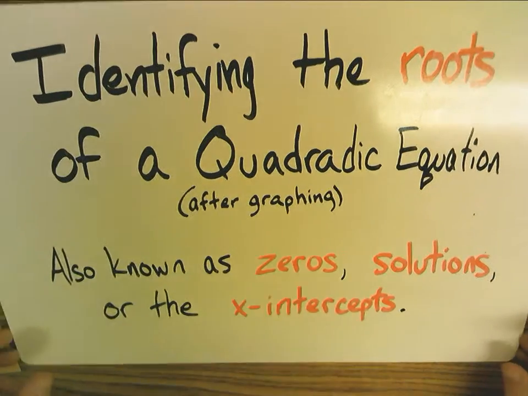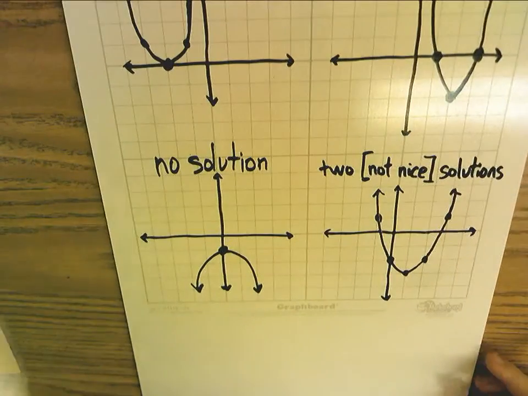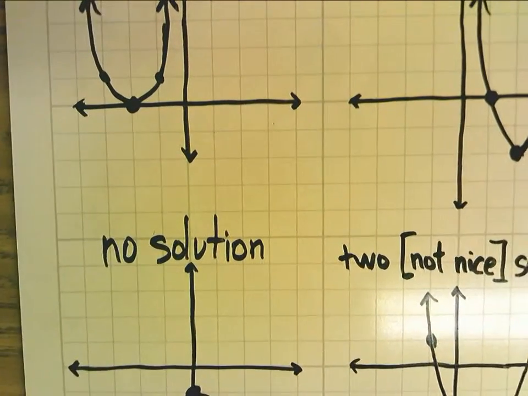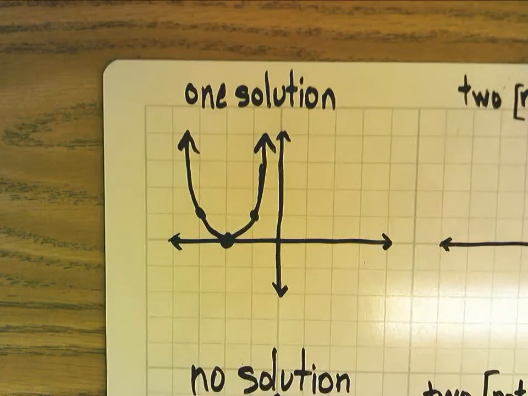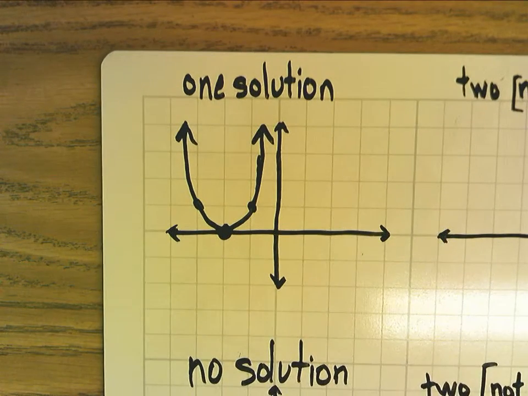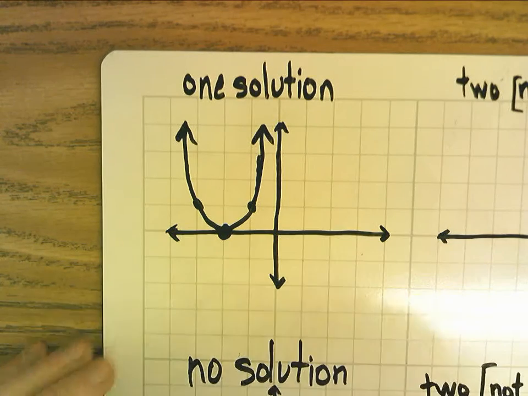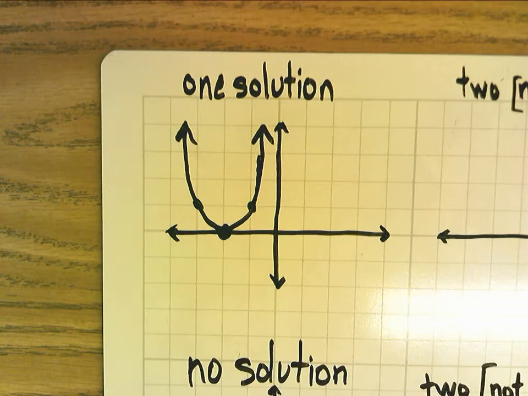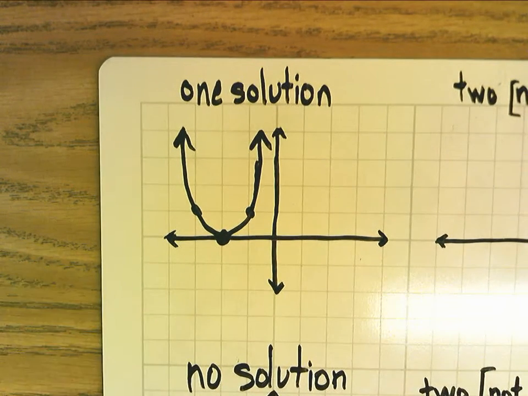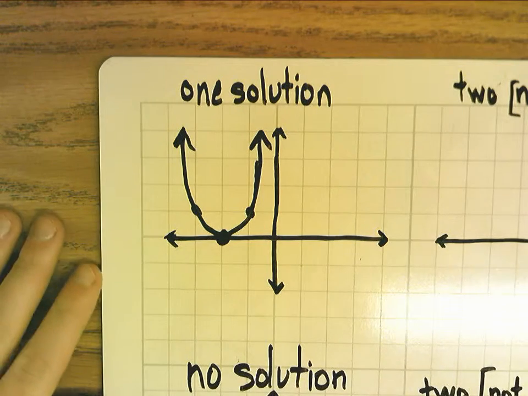Alright, so the way to identify the roots when looking at our graph, after we've graphed our quadratic equation, is to look for where our parabola crosses the x-axis. Okay, so we're looking for our x-intercepts. We have 4 different examples of types of roots that we'll find in a parabola. I'm going to go ahead and start off with our first one.